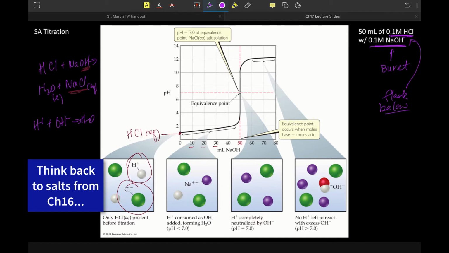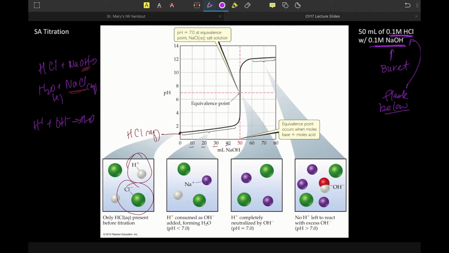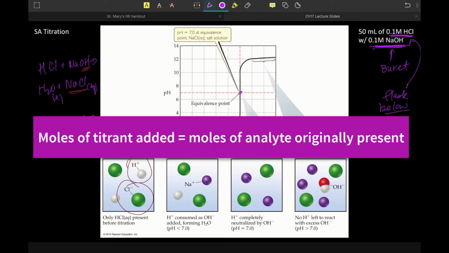Things to think about. And then as we keep adding it, eventually we get to 50 mL, and we should have been able to predict that 50 mL is when we would reach the equimolar condition, where we have added moles of NaOH equal to the initial moles of HCl present, yes? The moles of NaOH added are equal to the moles of HCl originally present.